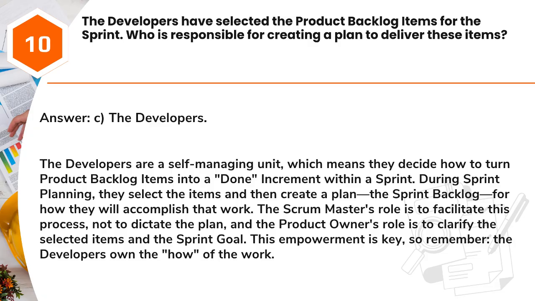The developers are a self-managing unit, which means they decide how to turn product backlog items into a done increment within a sprint. During sprint planning, they select the items and then create a plan, the sprint backlog, for how they will accomplish that work. The Scrum Master's role is to facilitate this process, not to dictate the plan, and the product owner's role is to clarify the selected items and the sprint goal. This empowerment is key, so remember, the developers own the how of the work.